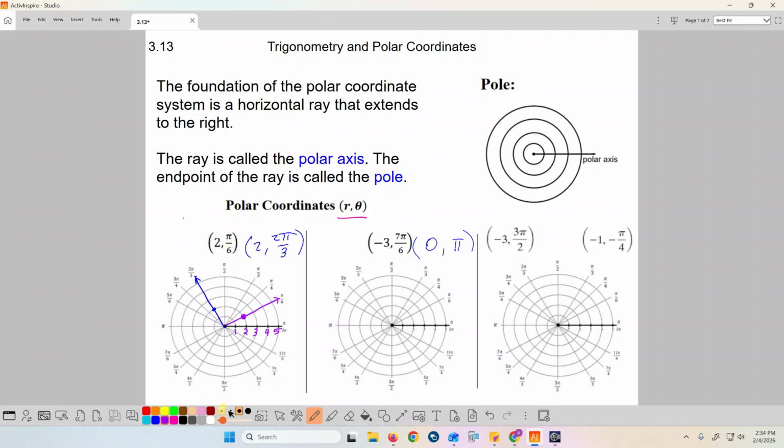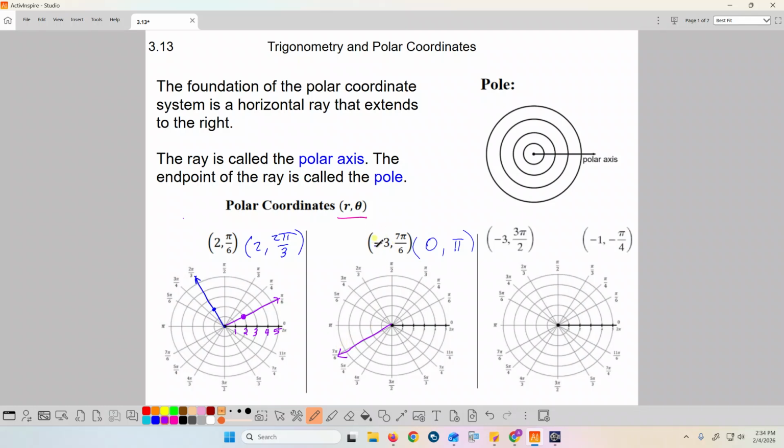So let's look at some more examples. Over here, we can see that we have (-3, 7 pi over 6). First things first, where is 7 pi over 6? Well, 7 pi over 6 falls over here in quadrant 3. I'm just going to draw that out. Again, you don't need to do this, but I find it helpful while we're first learning the concept. So this is our initial ray, and this is our terminal ray.